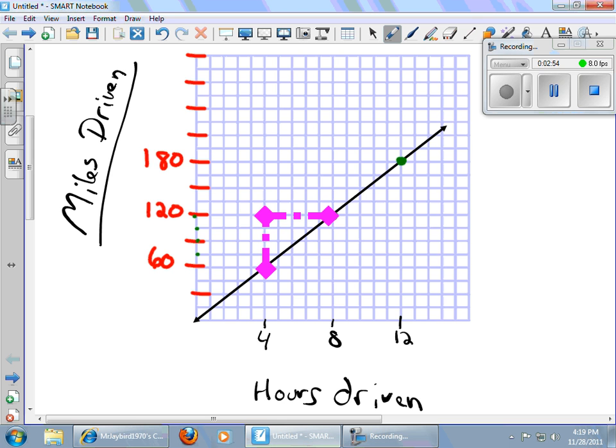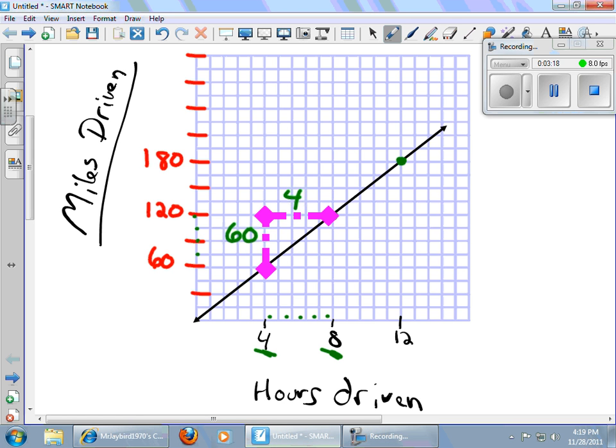Now some of you are saying, Mr. Lawrence, I know that that's a difference of 60. Absolutely, but I just wanted to show you that I'm counting by 15s. All right? So, excuse me, my run. My run is how many? 1, 2, 3, 4, 5. No, it is not. My run goes from 4 hours to 8 hours. Therefore, my run is 4.